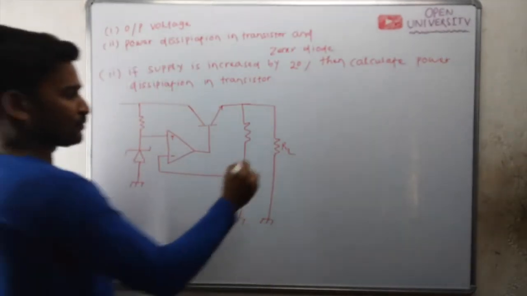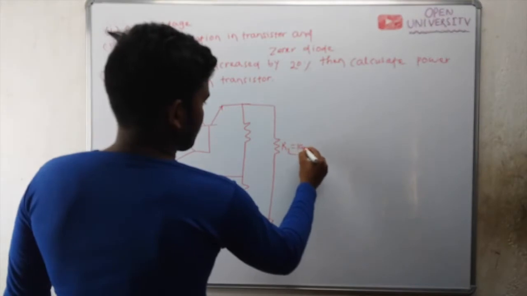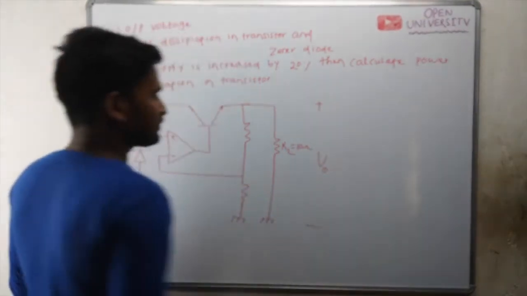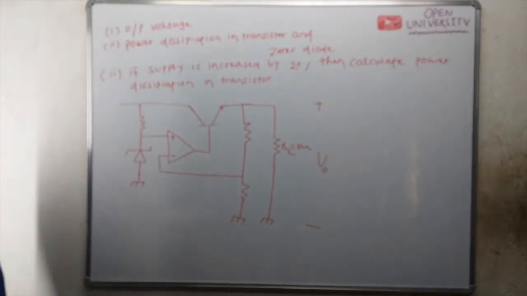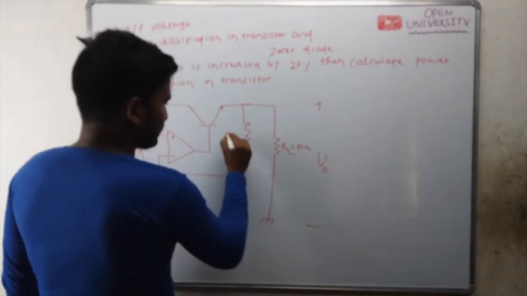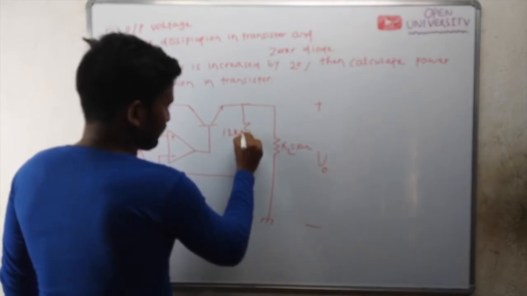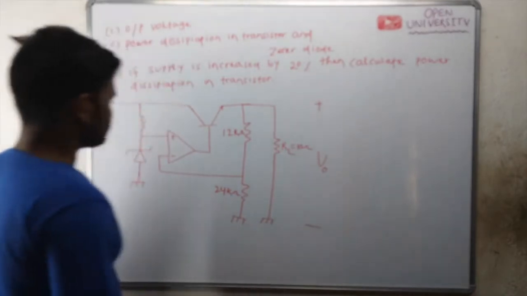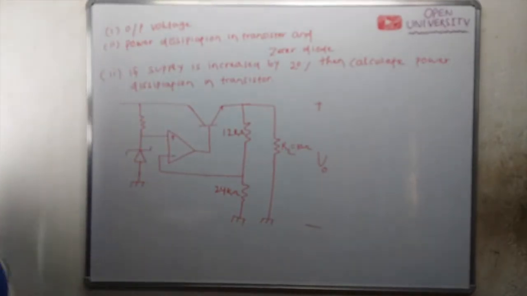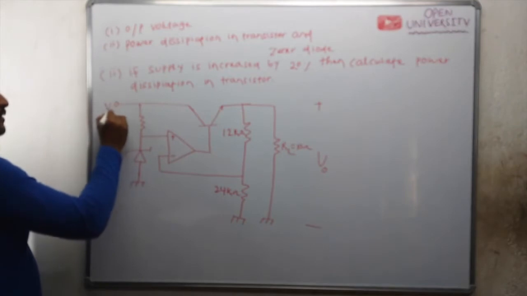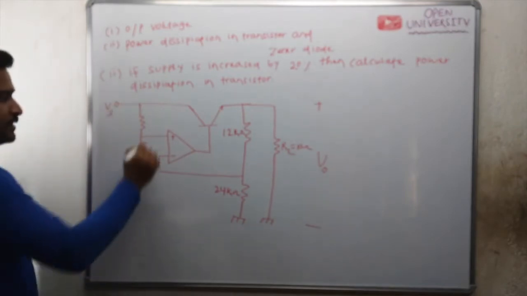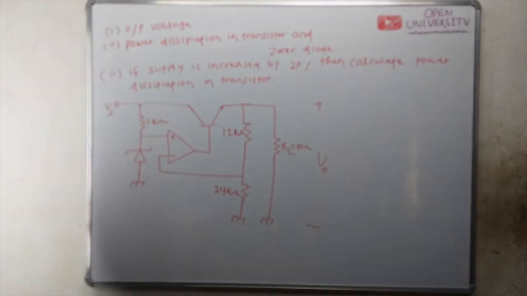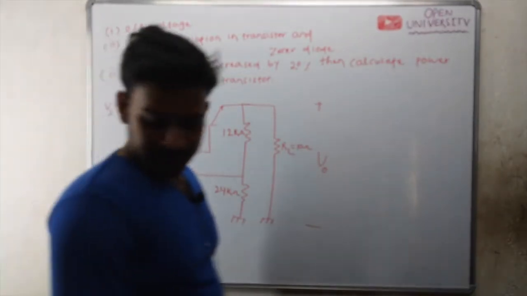RL is equal to 10 ohm. This is the output voltage V naught. This is 12 kilo ohm, and this is 24 kilo ohm. This is your Vs. R3 is 1 kilo ohm. Draw the diagram.